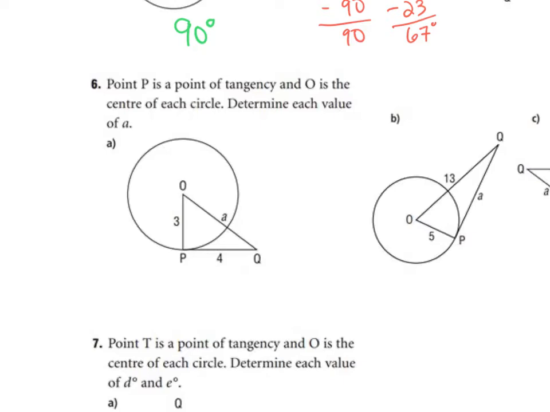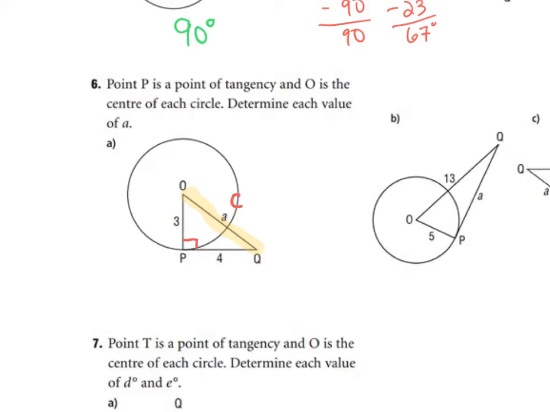So let's look at number 6 now. Point P is a point of tangency, just like the other ones. O is the center. Okay. Determine each value of A. So for question A here, we're trying to find this missing side. So the way we find missing sides is with Pythagorean theorem. So remember, we have to make sure we know where our 90-degree angle is, which means that our missing side is going to be hypotenuse.